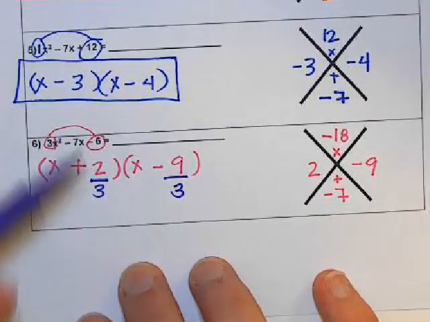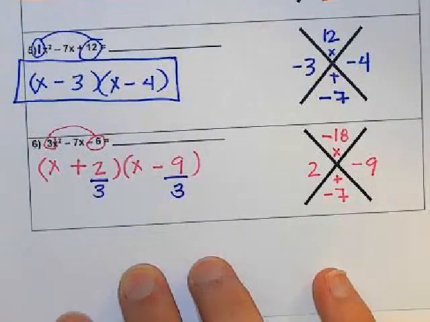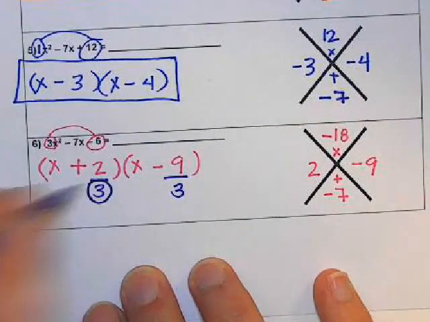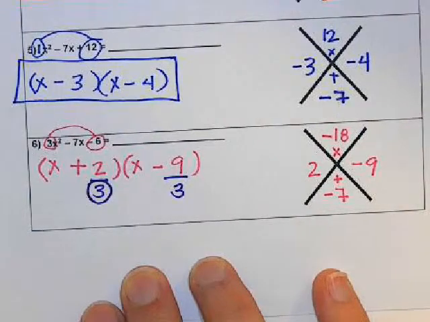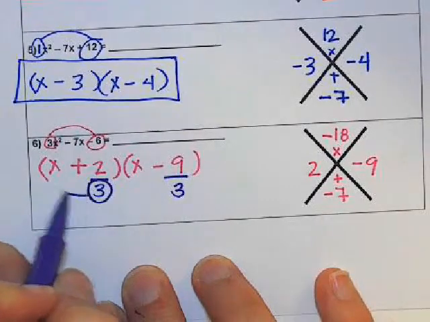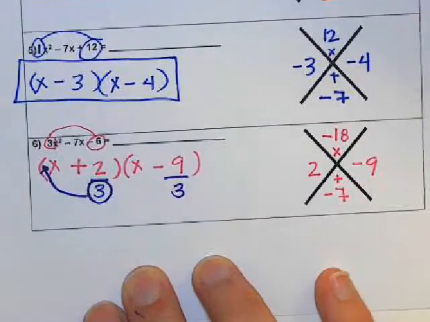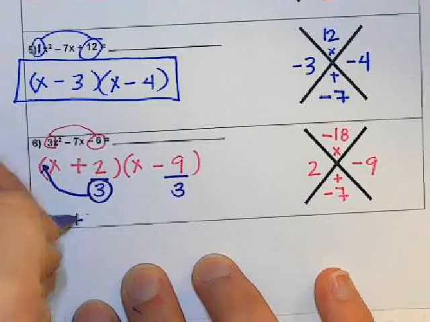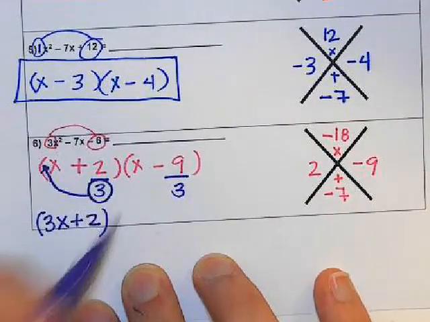So because I do not get a whole number, what we're going to do is I'm going to take this 3, the bottom number only. Look, look, look, Levi, look. I'm going to take the 3 and I'm going to put it right there. Okay, so it's going to become 3x plus 2. The 2 stays the same in the back.